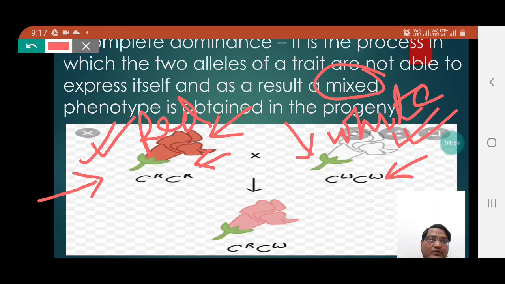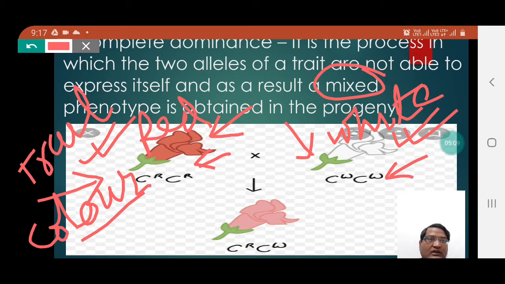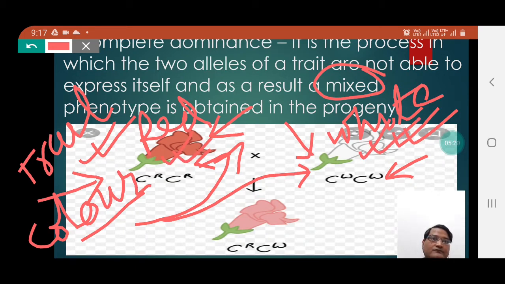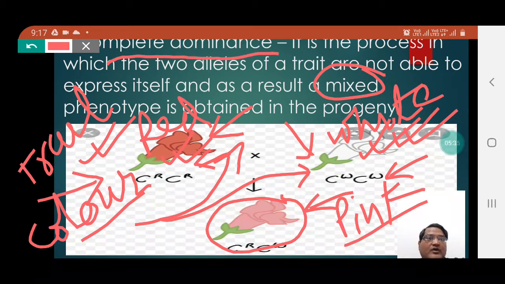So students, here the trait is the color of flower. The color of flower has two alleles, red and white. But neither red nor white is expressed. Rather, the mixture of the red and white, that is pink, is expressed in the progeny. So this is called incomplete dominance.